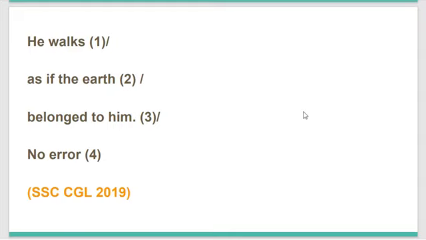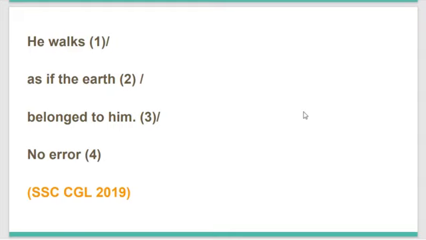That means he's walking so confidently, so elegantly, with so much grace, so gracefully that it showed that everything belonged to him. He is the owner of everything, he will rock everything. So basically, the sentence is showing us a lot of expression. This is the literal meaning of the sentence. So according to literal meaning, the sentence is correct.